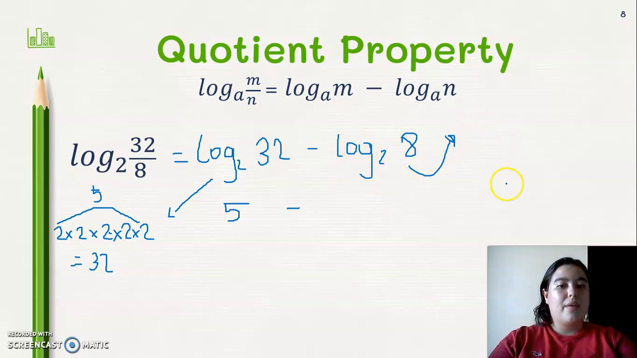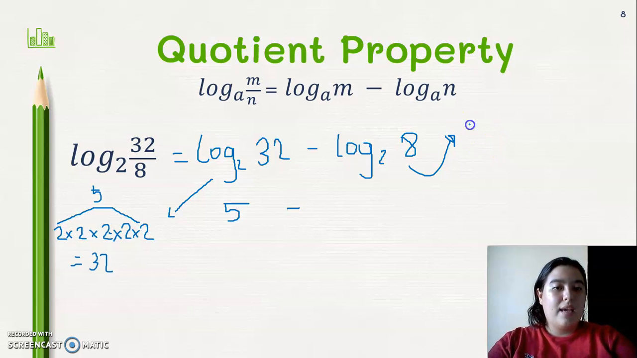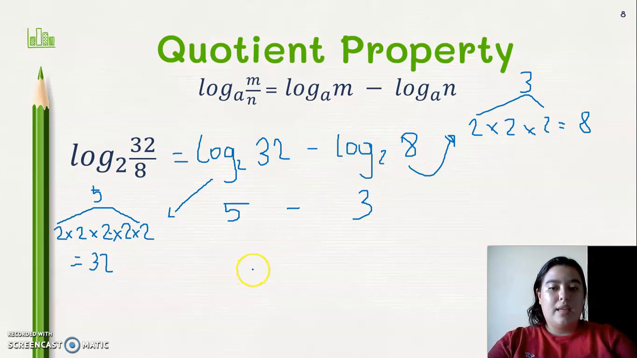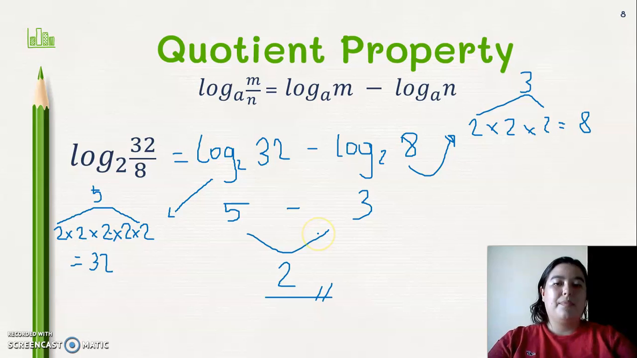So how many times do we have to use 2 to have 8? 2 times 2 times 2. So 2 times 2, 4, 4 times 2, 8. How many times? We use 1, 2, 3 times. So log base 2 of 8 equals 3. Then we have to subtract. 5 minus 3 equals 2. And this is the solution for this quotient property, okay?